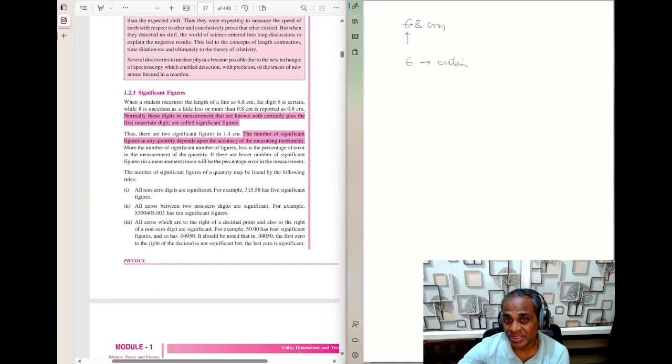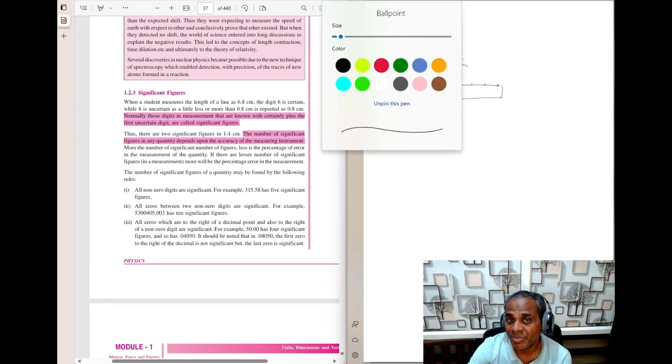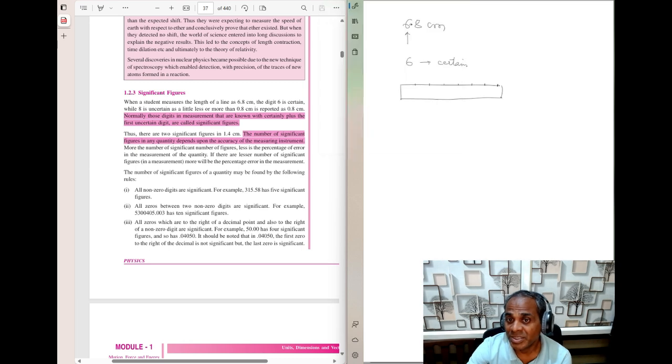What do we mean by this? For example, if we see the ruler which has units in centimeters and millimeters, let us say this is 1 centimeter, this is 2, this is 3, this is 4, this is 5, this is 6, and this is 7. Now we know that each centimeter has further subdivisions. That is, there are 10 subdivisions between each centimeter, and we know that length as a millimeter.